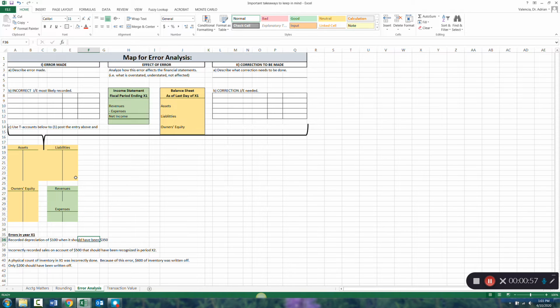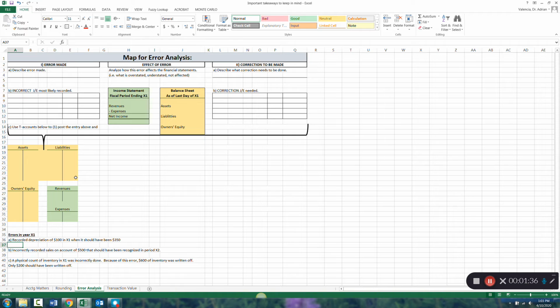So I have three simple examples here just to illustrate how it is that I go about this. So let me put A, B for this one. That way we can use it as a reference when we discuss this. So look at letter A. It says recorded depreciation of $100, and this is, by the way, in X1, in year X1, when it should have been $350.